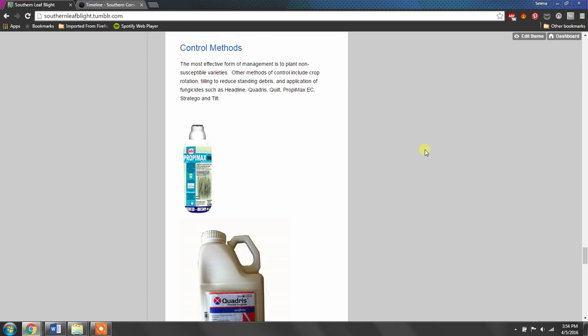And beyond this, there are some control methods. The main, mostly effective method would be to just not plant T cytoplasm corn. Additional methods include tilling in standing crop debris, as well as crop rotation, and applying fungicides.